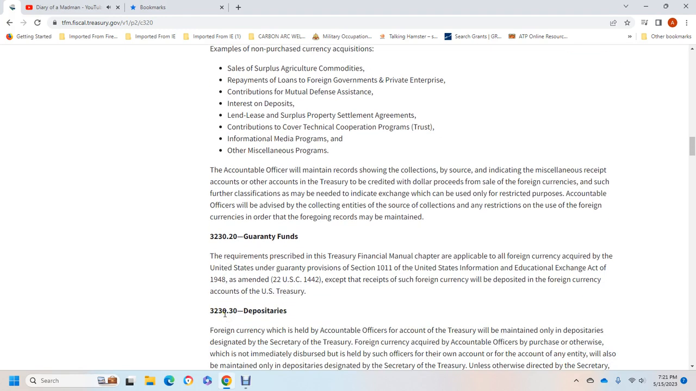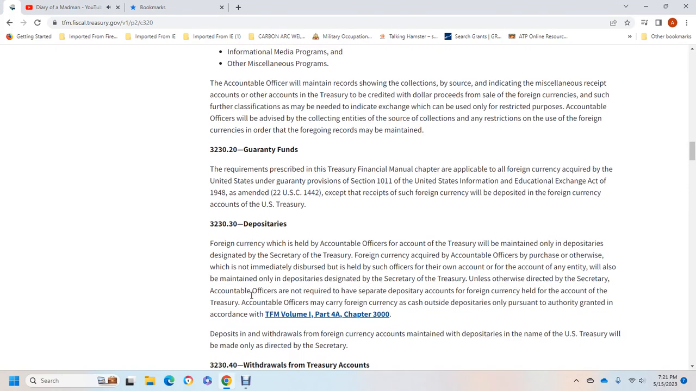323020 With the guarantor of the funds, the requirements prescribed in the Treasury Financial Manual chapter applicable to foreign currency acquired by the United States guarantee with the provision of Section 1011 of the United States Information and Educational Exchange Act of 1948, as amended in Title 22 U.S. Code 1442, except the receipt of such foreign currency with the deposit of the foreign currency account with the U.S. Treasury.